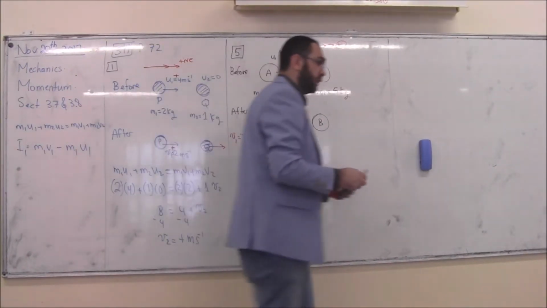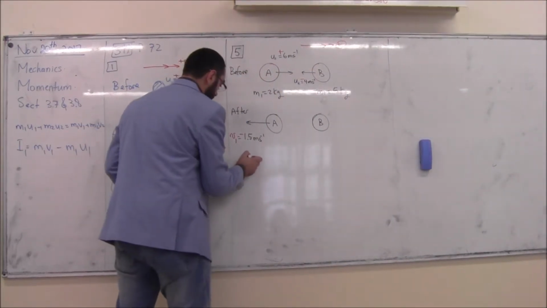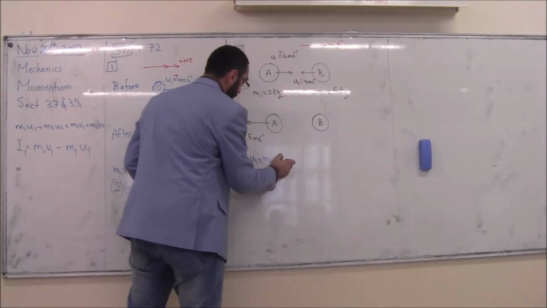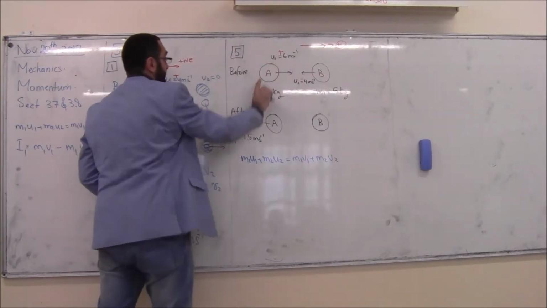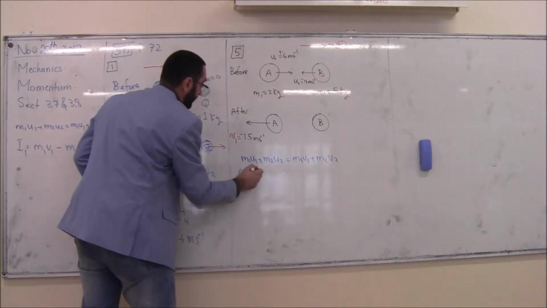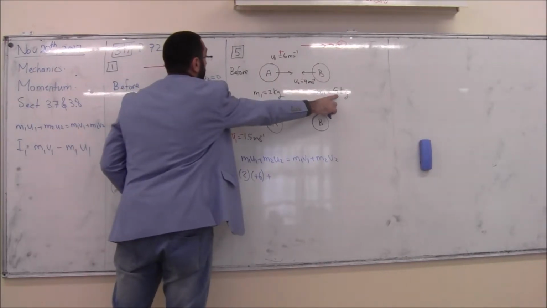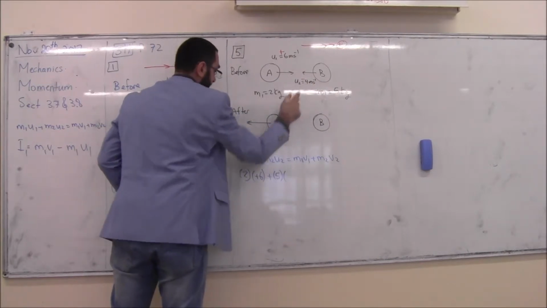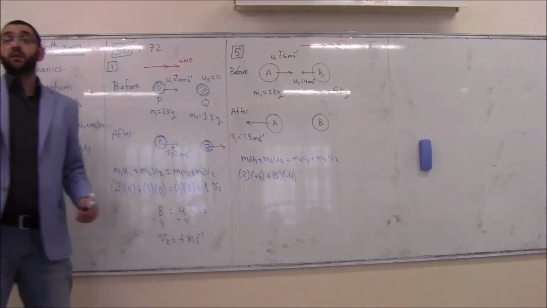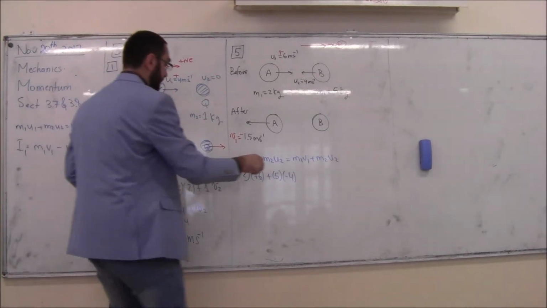M1 U1 plus M2 U2 equals M1 V1 plus M2 V2. Let's substitute now: 2 times U1 positive 6, plus M2 is 5 times negative 4. Be careful. The main point we have to be very aware of is the signs, positive and negative.